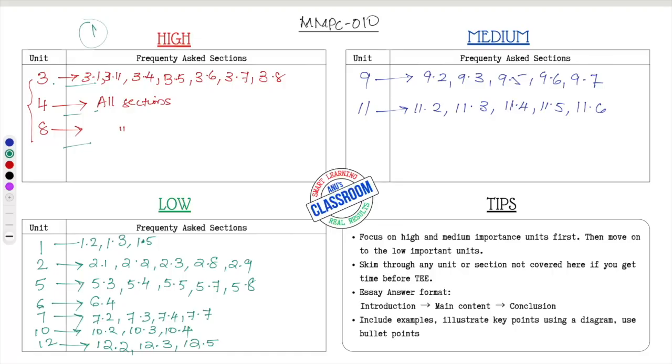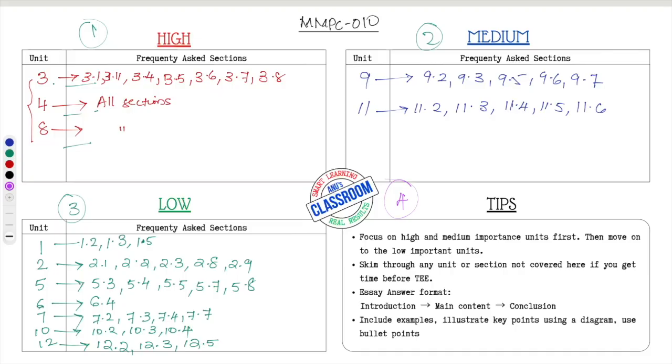So this will be your first priority. This will be your second priority. This will be your third priority. And the rest of the things, whatever I have not mentioned, that will be your fourth priority. Don't skip it. Read through it, because just because something was not yet asked in any term end examination is no guarantee that it will not be asked in your term end examination.